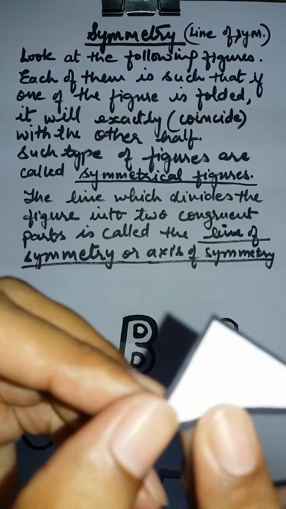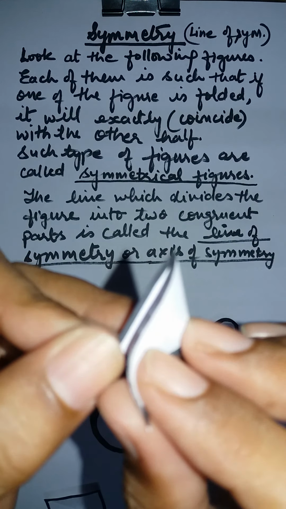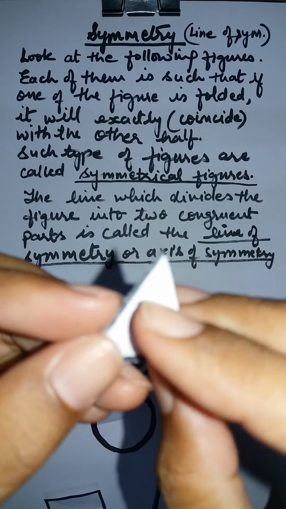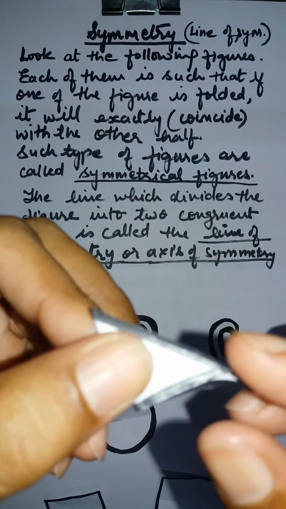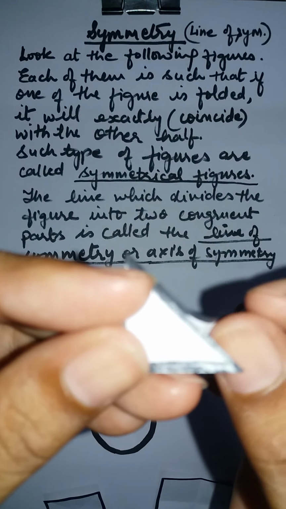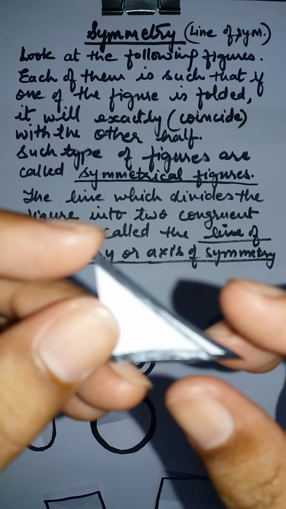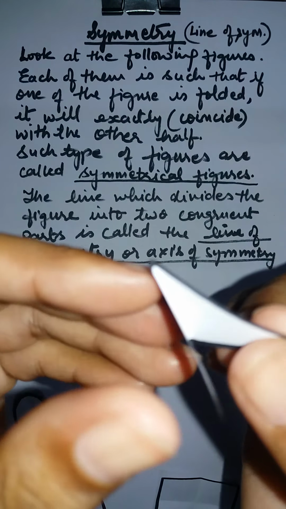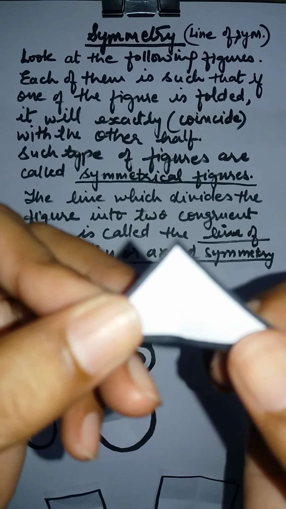In this triangle, do we get any line of symmetry? Let's see. If we fold this triangle like this, a few part of this triangle is visible. It means it is not hiding or coinciding. This part is not hidden by this part. So this is not having any line of symmetry here. So this is not a line of symmetry.